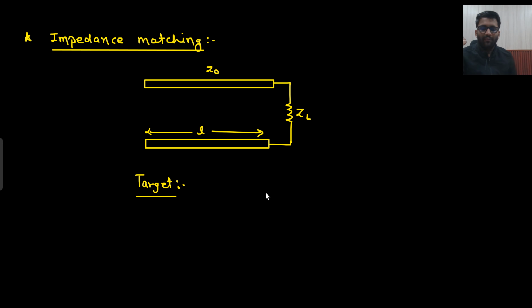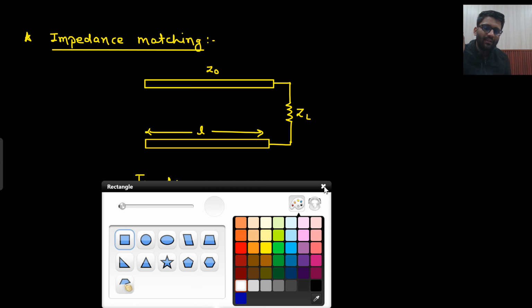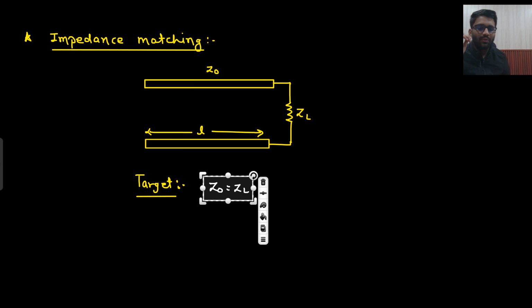Okay, I am back. I hope you have already revised whatever we have studied. Now there is one concept named impedance matching. This is important as well, and this is very simple. In a transmission line, our target will always be to match this Z naught to ZL. Why do we do so? You will understand in the next video, where we study the standing wave pattern. But this is my target, that Z naught should be equal to ZL.